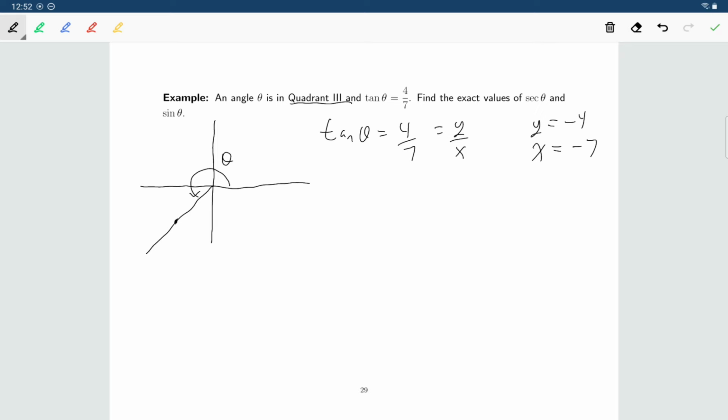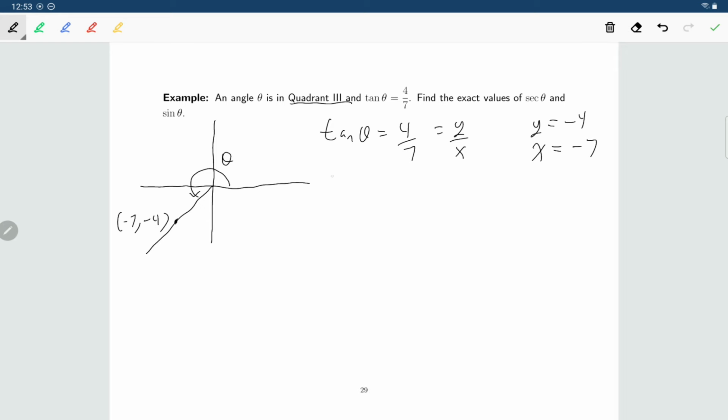But it makes easiest sense here that if tangent of theta is 4/7, to just say that y must be either positive or negative 4, and x must be either positive or negative 7, depending on what quadrant you're in. And that's how I've come up with my point here, that x is negative 7 and y is negative 4, that would be a point on that terminal side.